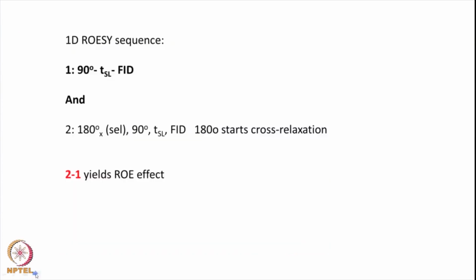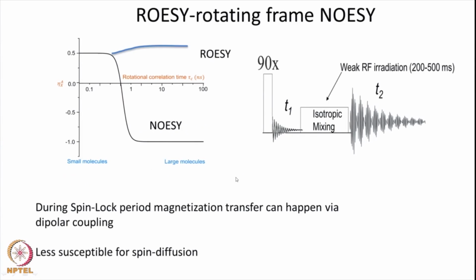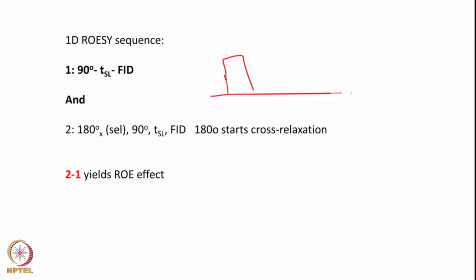Okay. So, using this concept, this is the 1D ROESY experiment: we apply a 90-degree pulse, then we have a time period where we spin lock it, tau SL, and then FID. Now, this spin locking is slightly different from TOCSY. TOCSY uses J coupling for transferring the magnetization. Here we want to make sure that the transfer happens by the cross relaxation rate. So, it still can use dipolar coupling.